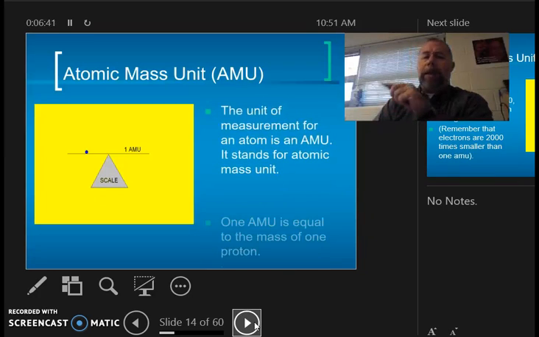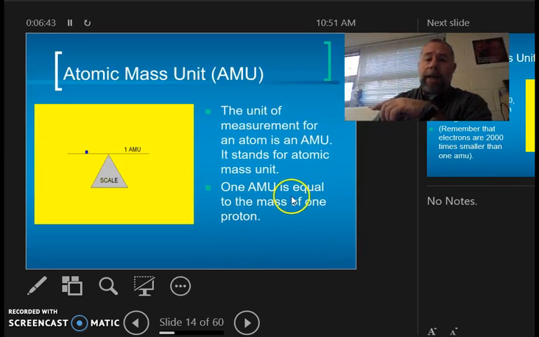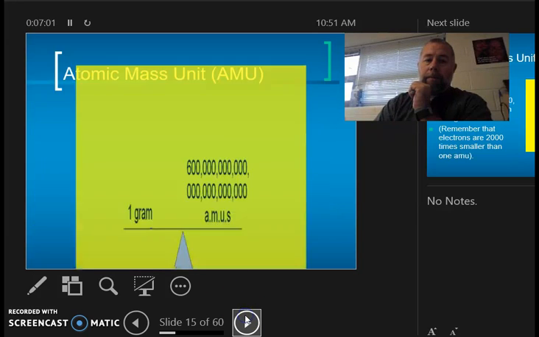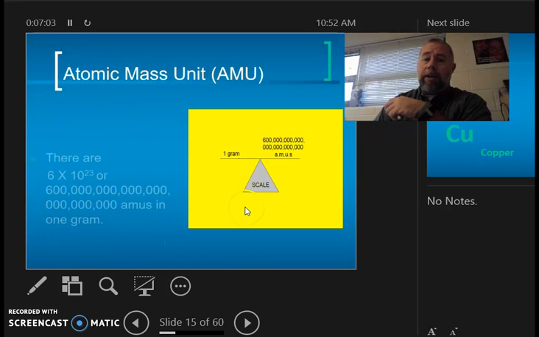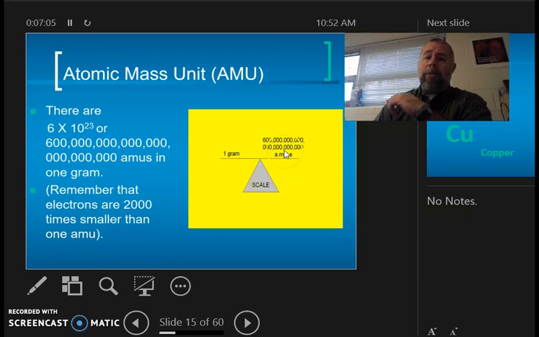Atomic mass. Basically, I want you to make sure that if you see AMU, you know what it stands for. AMU stands for atomic mass unit. If I ask you about the AMU, I'm talking about the atomic mass unit. The AMU is equal to just one proton. One proton balanced out with AMU. And you don't need to write this all out. You just need to know that it is way smaller than even a gram.